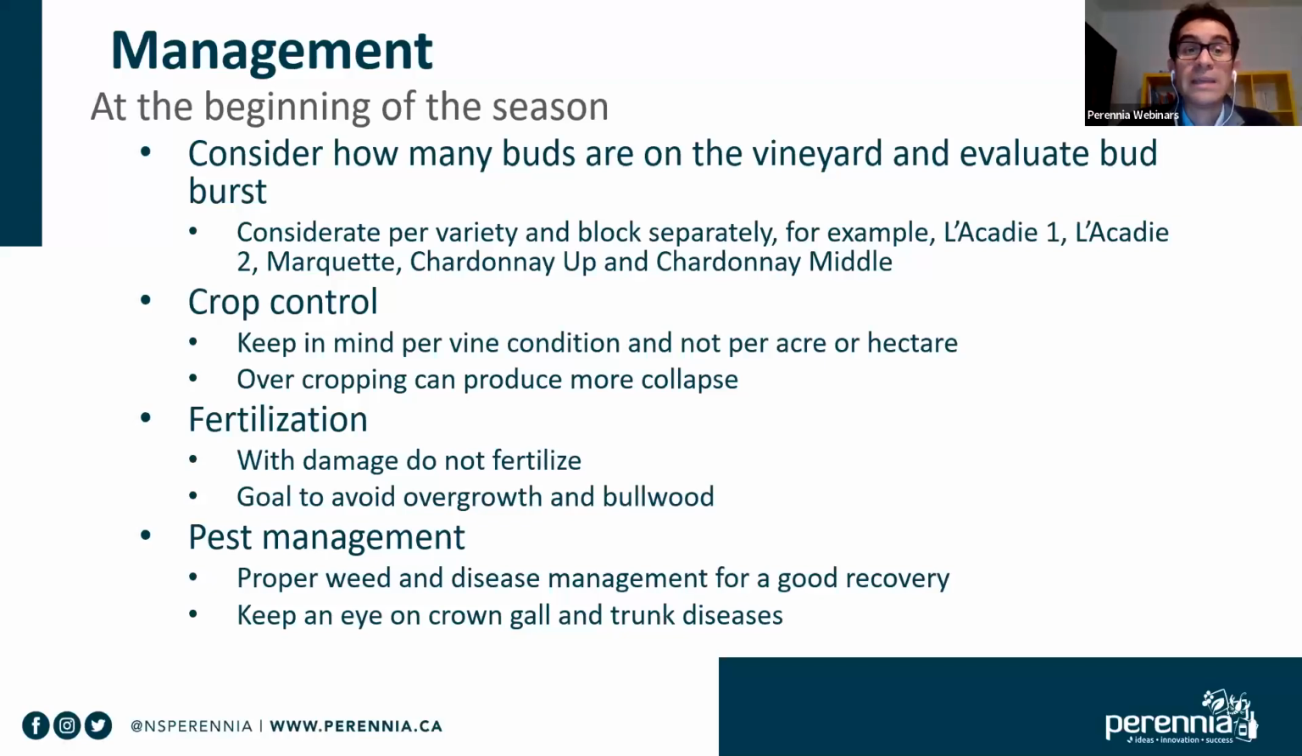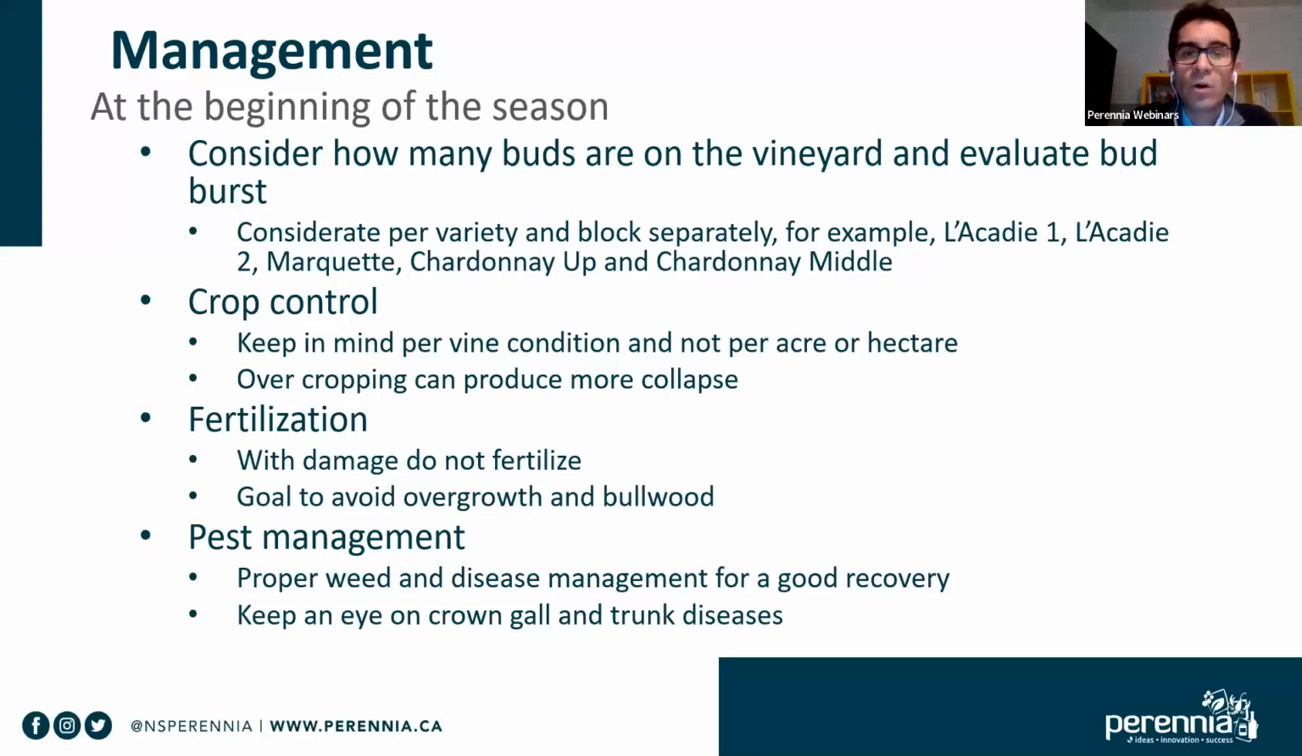Crop control. Keep in mind this is per vine condition and not per acre or hectare. We are usually working per hectare or acre, but in this case, just to rebuild the plant, please consider case by case. If you have a very weak plant, please don't leave all the crop; try to diminish or eliminate the crop altogether. However, if you have a plant that is healthy, in good condition, don't eliminate all the crop because it will have the opposite effect, okay?